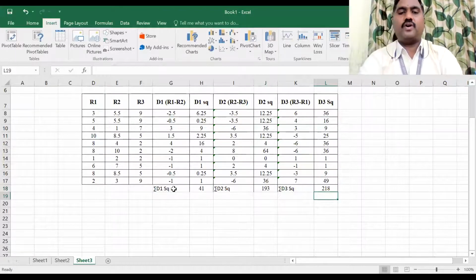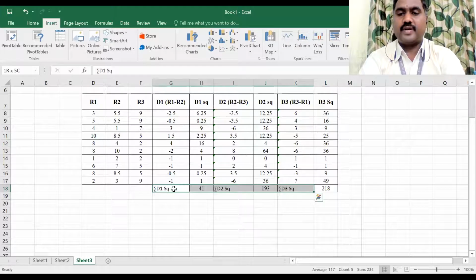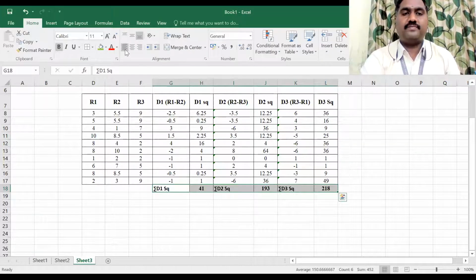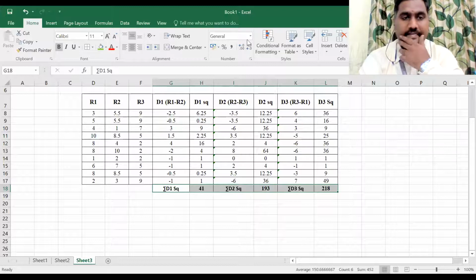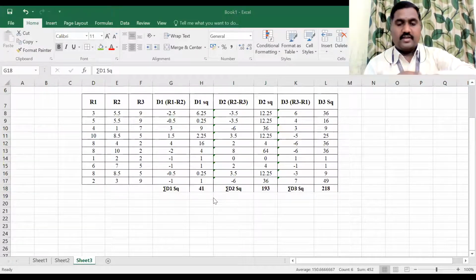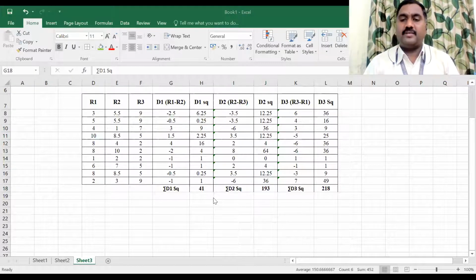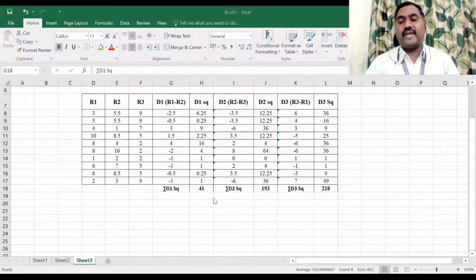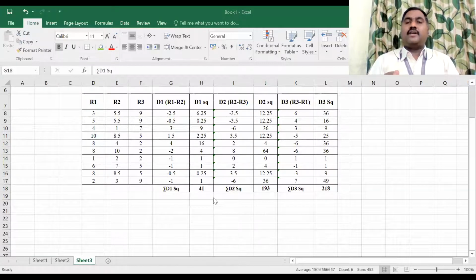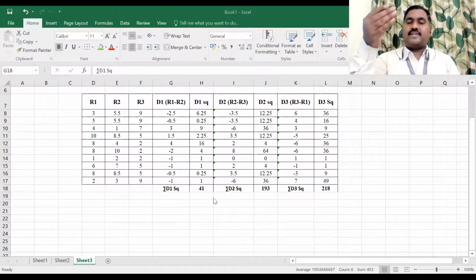Okay. Now we got a D1 square value, D2 square value, D3 square value. Please take and make a note of it. Summation D1 square value will be 41, D2 will be 193 and D3 will be 218. Now you got the value, right? Okay. Now the procedure is, go back to yesterday's problem.